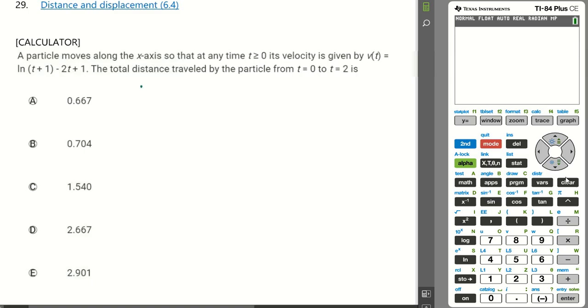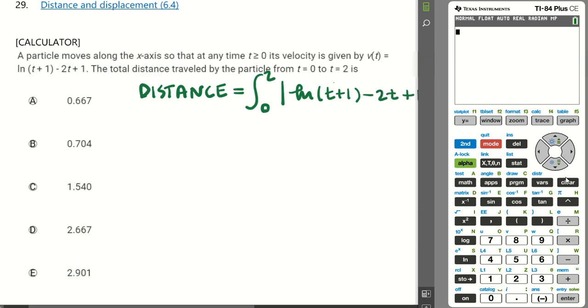Okay, we need to know that the total distance is what we get by integrating speed. Just like in the parametric, the 2D case. Okay, we're going to be integrating from one time to another on speed, but on a line, speed is just the absolute value of velocity. So what I'm going to do is I'm going to take the absolute value of log of t plus 1 minus 2t plus 1, and I'm going to integrate that with respect to t.